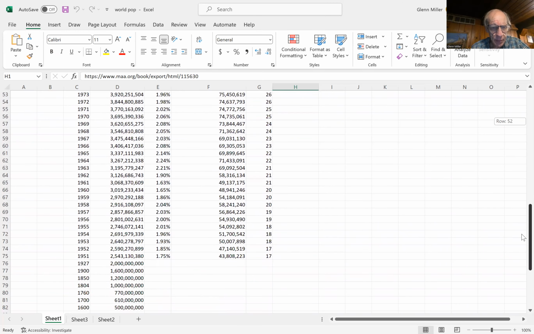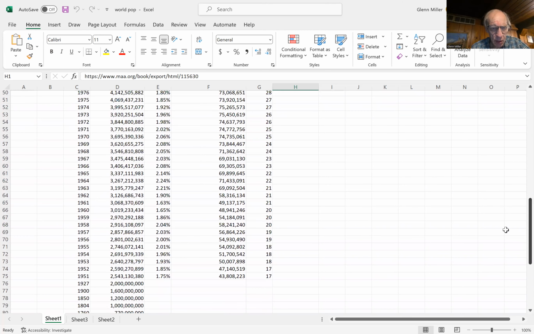So you can see that the population was growing faster and faster, and somewhere around 1964, that's the inflection point. It's still going up, but now it starts to go up at a slower rate. Now it's only going up at 2%.